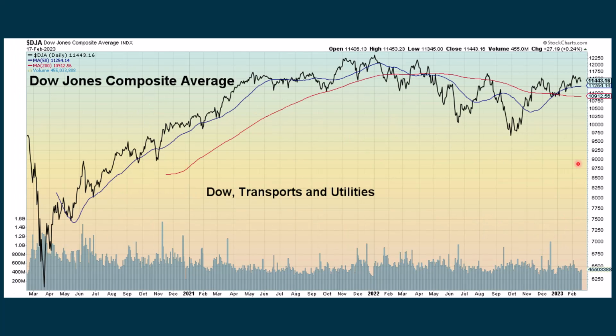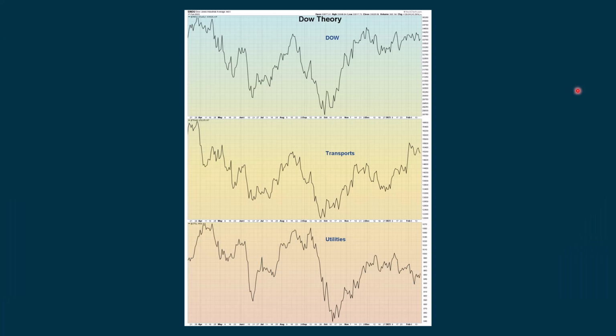The Dow Jones Composite Average takes the Dow, the transports, and the utilities and puts them together into one index, and this is still in an overall uptrend. Looking at Dow theory, we're seeing how the transports really started to break out, and that was not confirmed by the Dow. And we're also seeing some weakness in utilities, which is not being confirmed by the Dow either. So we're seeing a little bit of divergence here. We just want to keep an eye on this.